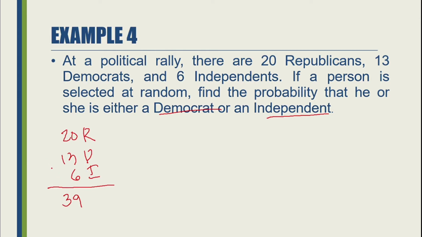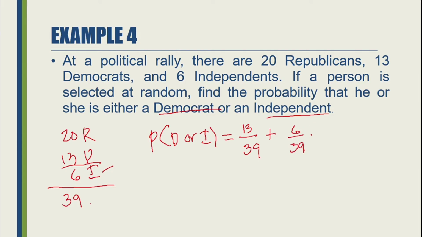Okay, so we have here 20 Republicans, 13 Democrats, and 6 independents. The question here is to find the probability of Democrat or independent. First, the probability of Democrat is 13 over 39, plus the probability that we're going to get an independent, which is 6 over 39. So therefore we have 19 over 39 as the answer for the probability of either Democrat or independent.